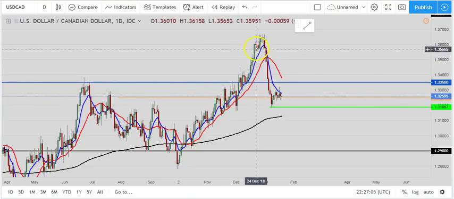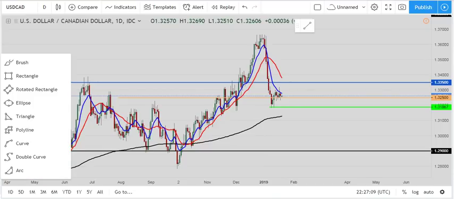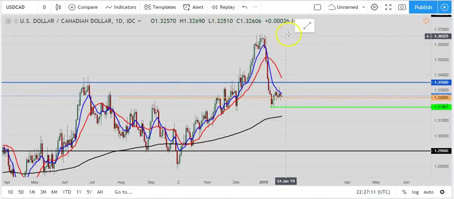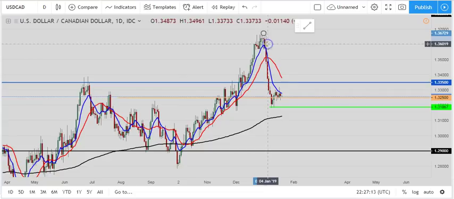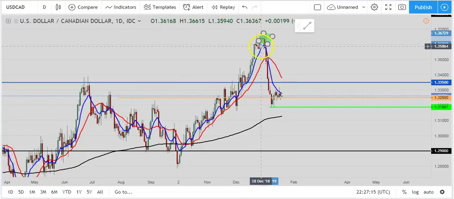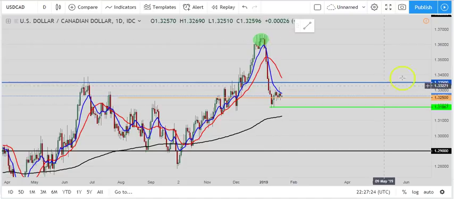It's been doing that for quite some time. Then when it got to the peak, I'd like to call this a peak formation. This right here, because price came here. This is a key level right here. What happened at 1.3600? It dropped to the downside, and when it dropped, what happened?